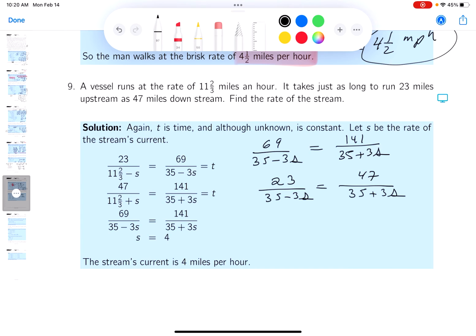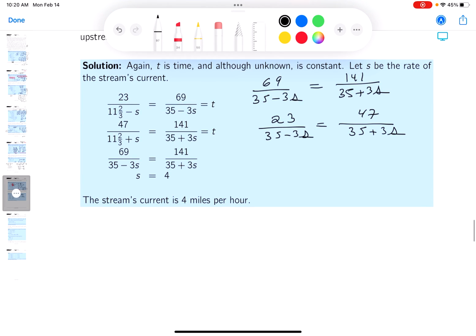I'm going to multiply both sides by the LCD, or what some people call cross multiplication. What do you get? 23 times 35. If you're wondering why I'm not multiplying that out, I'm trying to reduce the amount of arithmetic I have to do. 23 times 3 is going to be plus 69s. 35 times 47. And again, I'm not multiplying out, to reduce the amount of arithmetic I'm doing.